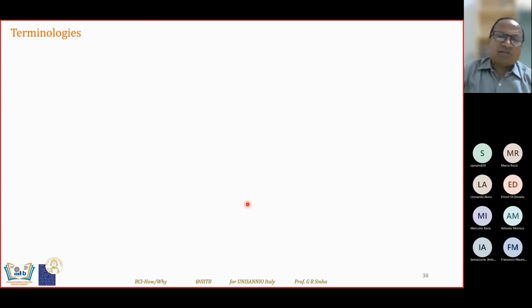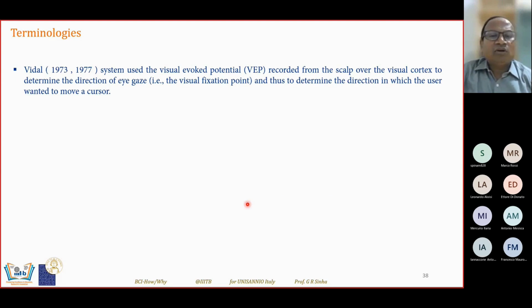There are some terminologies related to BCI. If you remember, I was using one term called event related potential. That was different. This is another one, the visual evoked potential. There is a similar term which will come again and again when we talk about BCI in several applications. Visual evoked means it is stimulated because of visual impact, recorded from the scalp over the visual cortex. You can understand there was a motor cortex. The motor cortex is the area in the brain responsible for motor tasks.